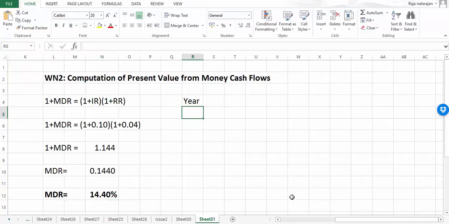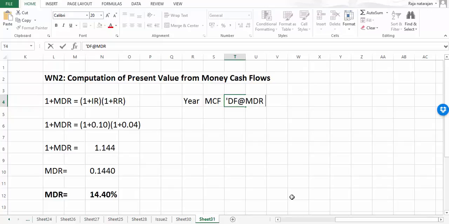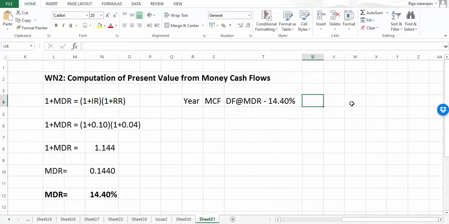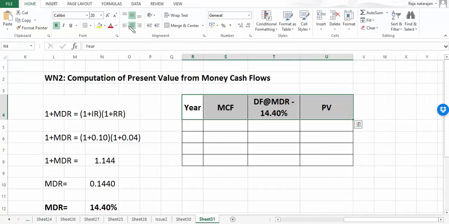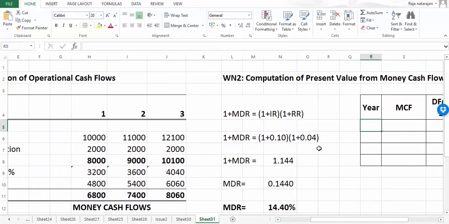We'll have a column for year, then money cash flows. Then we have to discount these cash flows, right? We have to discount these cash flows at what rate? Money discount rate, which is 14.40 percent. Then we can find the present value. So let me make it as a table. So the table is ready now. Let me go and pick up how many years we have. Just now we have calculated there are 3 years. Okay, so year 1, year 2, and year 3.